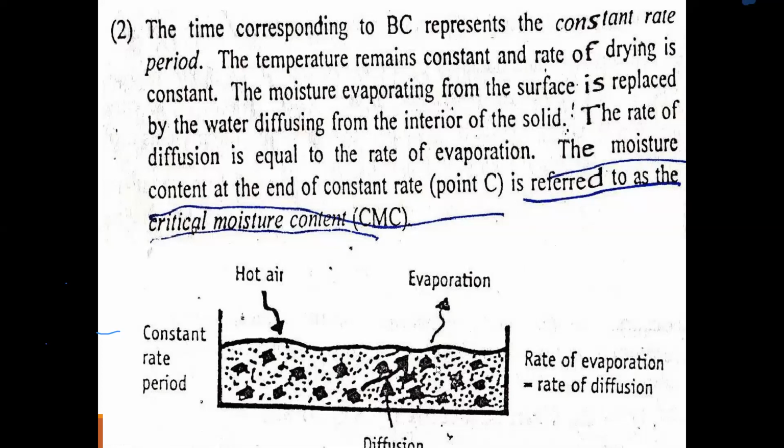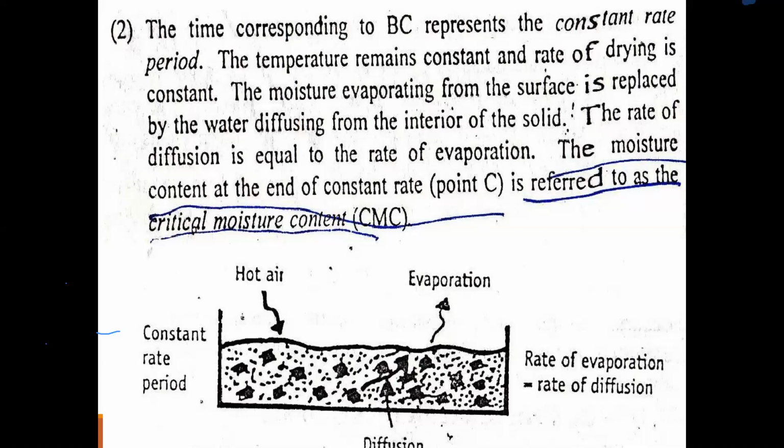So it should be the same, right? So जोपर्यंत इनसाइड वॉटर बाहेर येत नाही तोपर्यंत इव्हॅपोरेट होणार नाही. So that's why the rate should be the same. म्हणजे properly rate of diffusion should be equal to the rate of evaporation, right? So rate of evaporation is equal to rate of diffusion. Understand it? And the moisture content at the end of the constant rate point C is referred to as critical moisture content. That is called CMC.